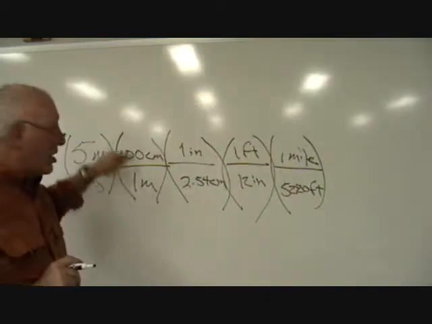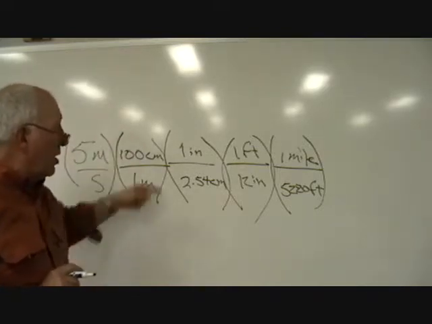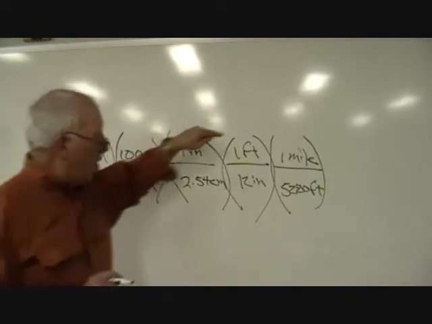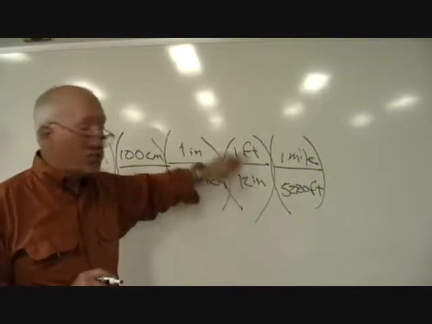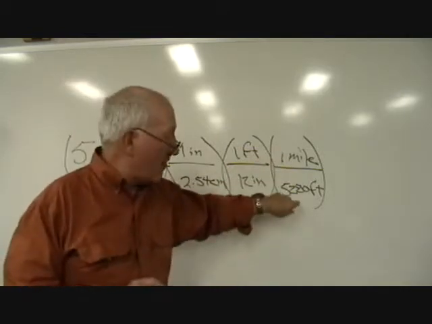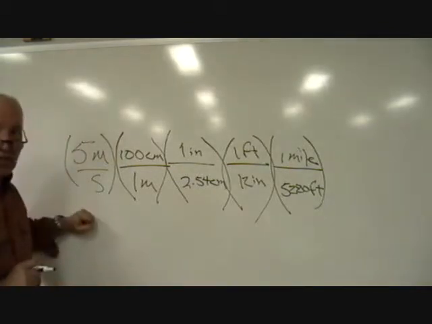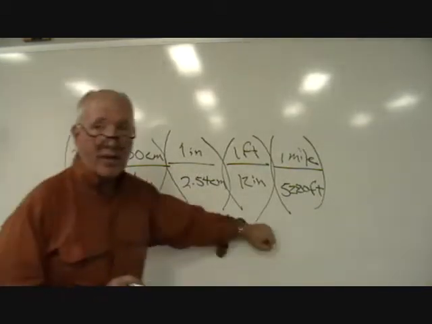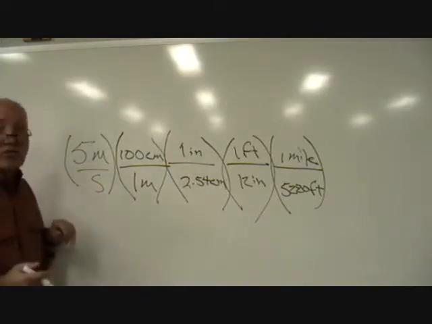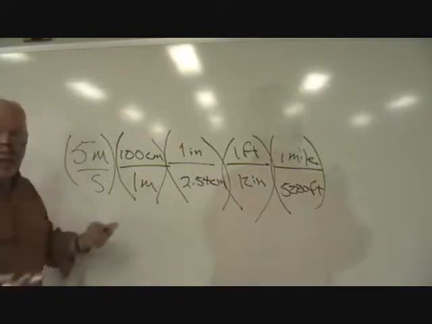This equals this, 100 centimeters equals a meter, so that divided by itself equals 1. 1 inch divided by 2.54 centimeters, they're the same thing, that equals 1. 1 foot divided by 12 inches, they're both the same thing, divide something by itself, that equals 1. 1 mile divided by 5,280 feet, that's the same thing, that equals 1. What we're doing is taking 5 meters per second, multiplying it times 1, times 1, times 1, times 1. We've not effectively quantitatively changed this. We're just changing the size of the units that we're using. Now, if we start canceling our units.